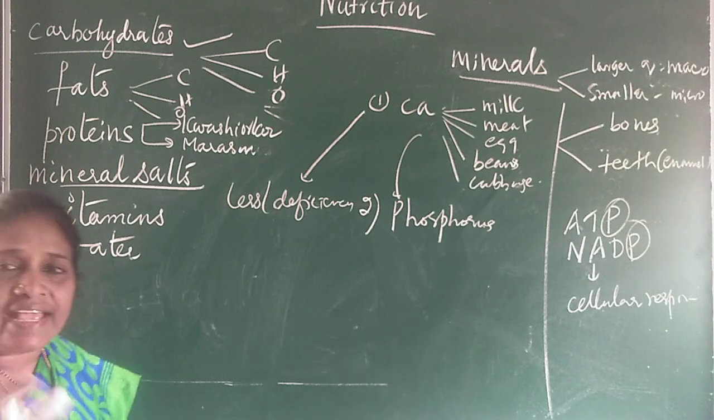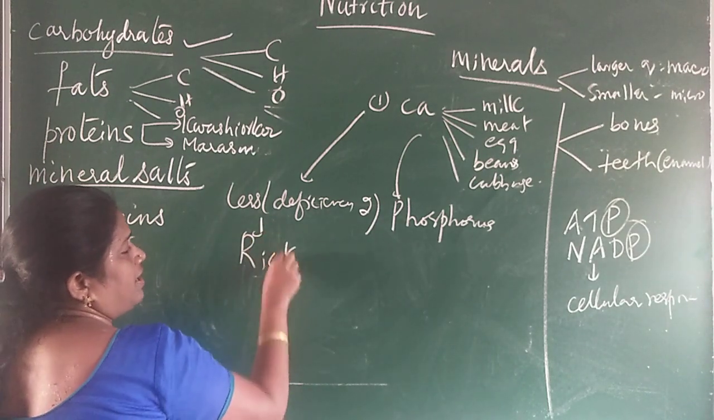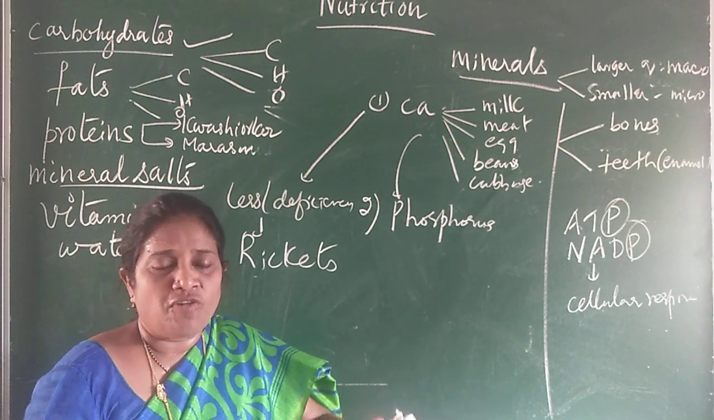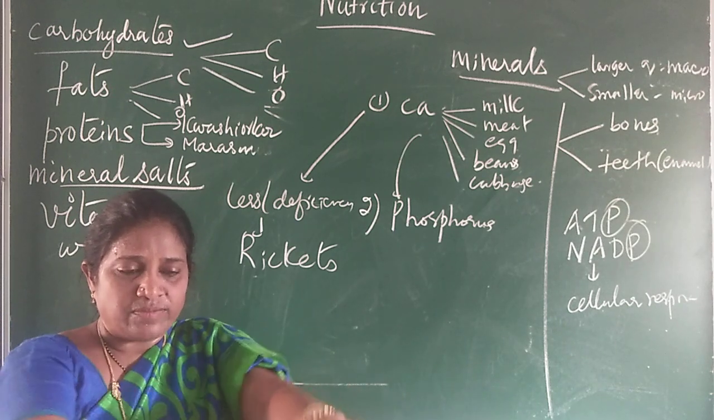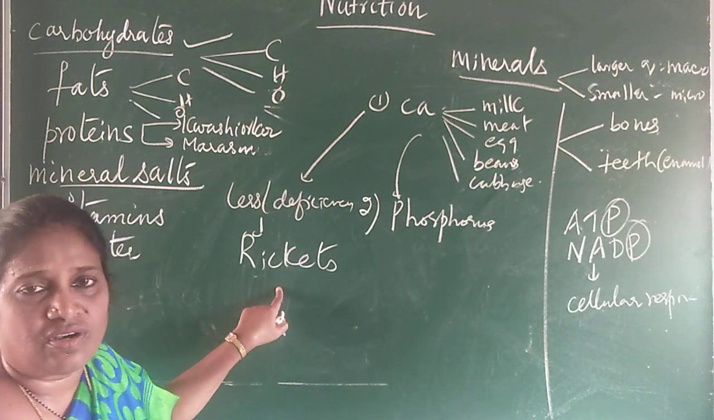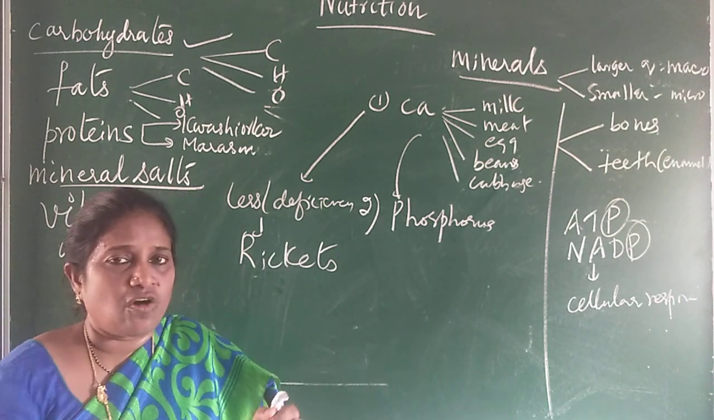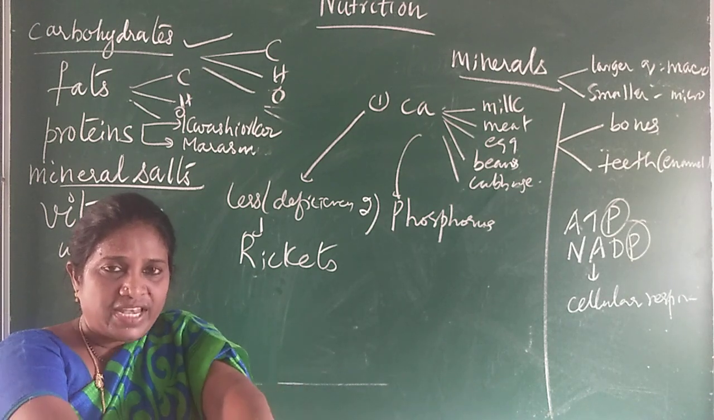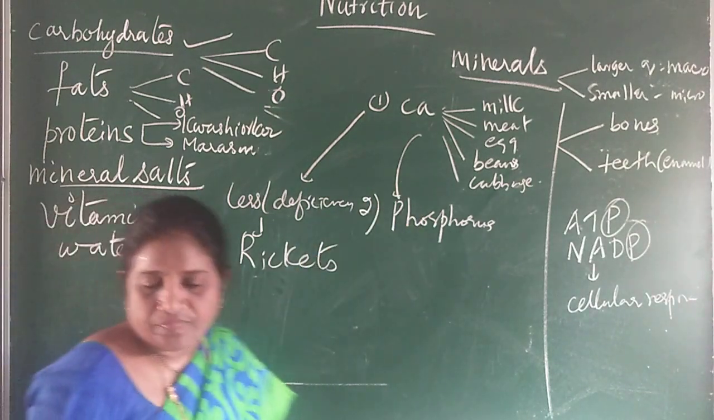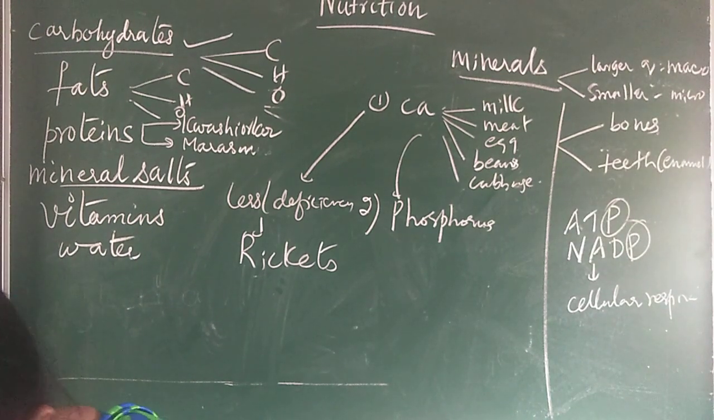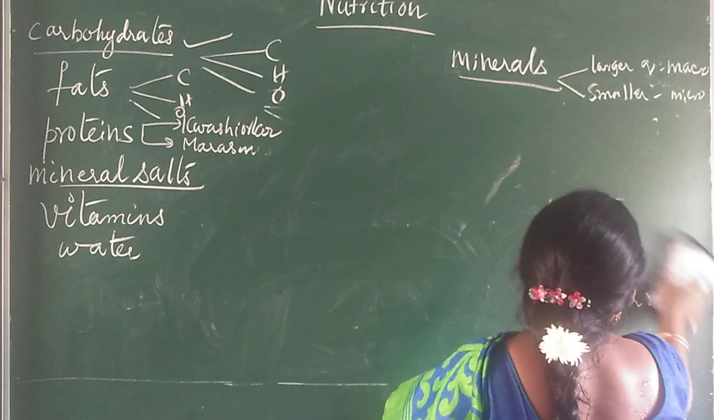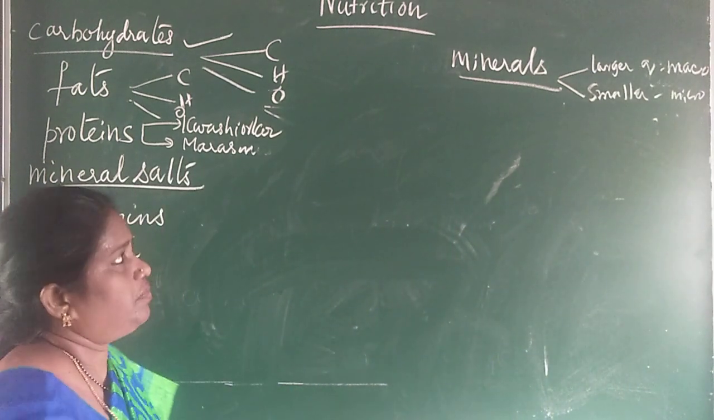If calcium is lacking in your diet, that leads to a disease called rickets, mainly in children, where the bones become very soft and they bend like a bow. Sometimes both the knees get joined. So rickets is a calcium deficiency disorder seen in children where the bones become very soft and bow-shaped and sometimes the knees come closer. This is caused due to the lack of calcium. Calcium and phosphorus, I told you, are important for bones and teeth.